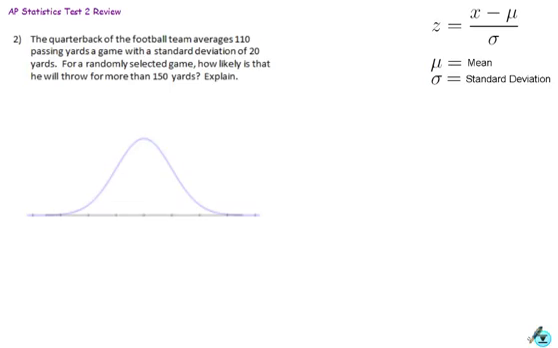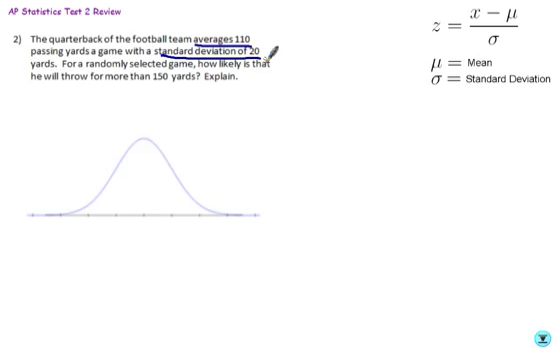Number 2 says the quarterback of a football team averages 110 passing yards a game with a standard deviation of 20 yards. Let's identify those two numbers there. Average is 110, standard deviation of 20. And the question is saying, how likely is it that he's going to throw for more than 150 yards, let's say in the upcoming game?